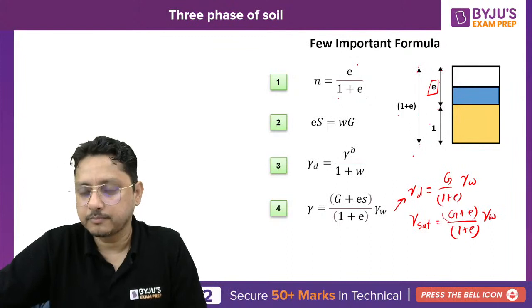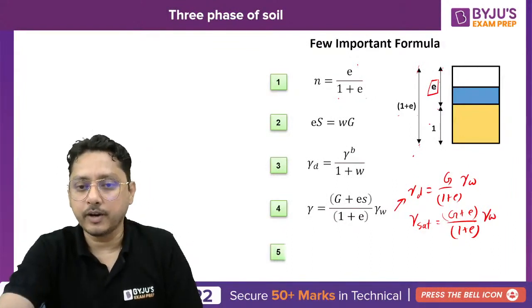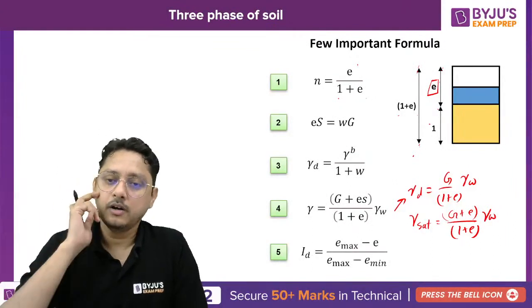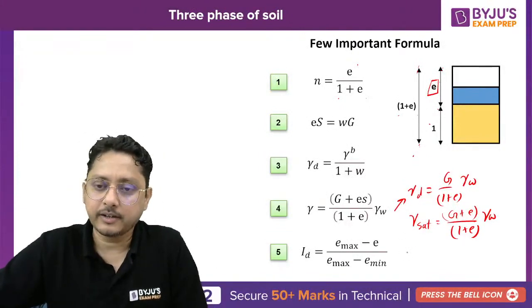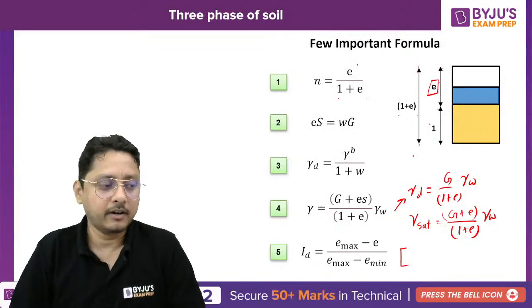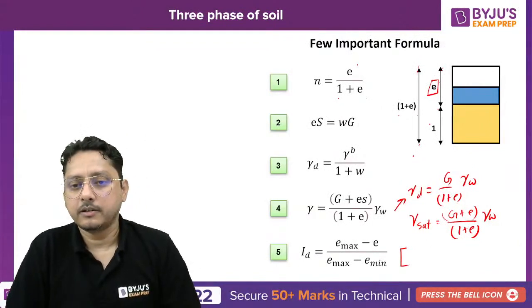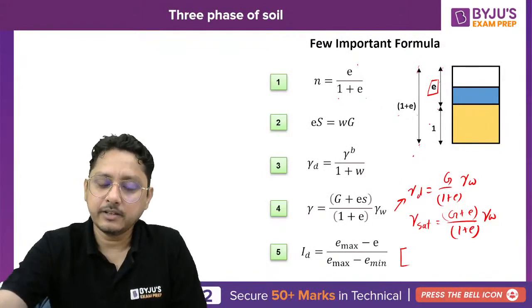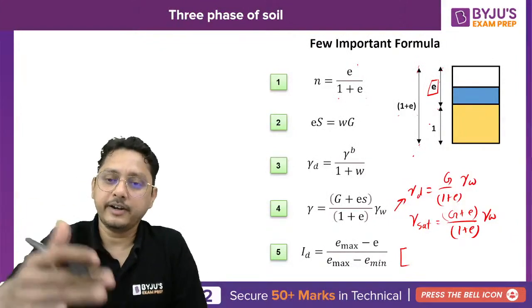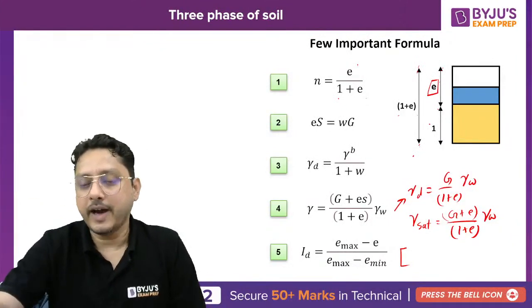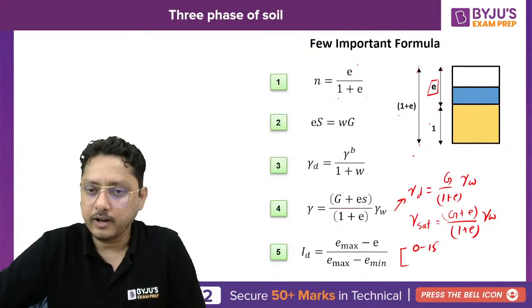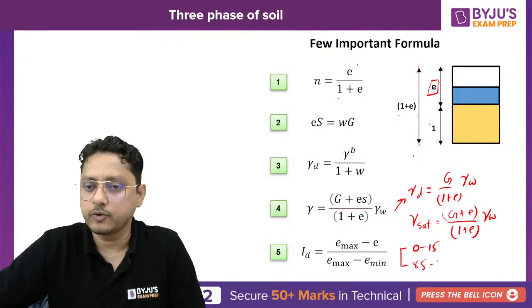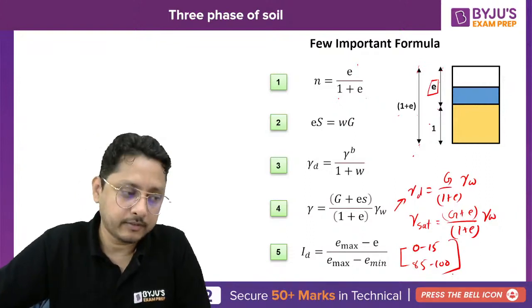The fifth very important formula is for relative density, which is (e max minus e) by (e max minus e min). This is used for gravel or sand soils, to tell whether the sand is in a loose or dense condition. If ID is from 0 to 15, you can say it is a loose soil. If ID is between 85 and 100, we can say it is a very dense soil.